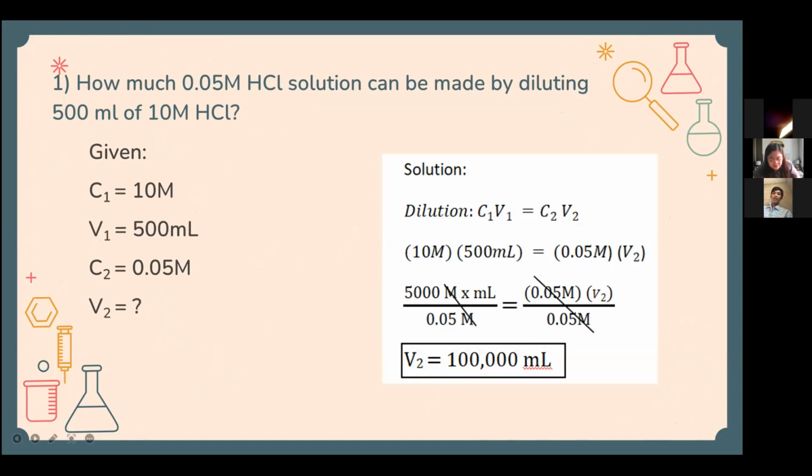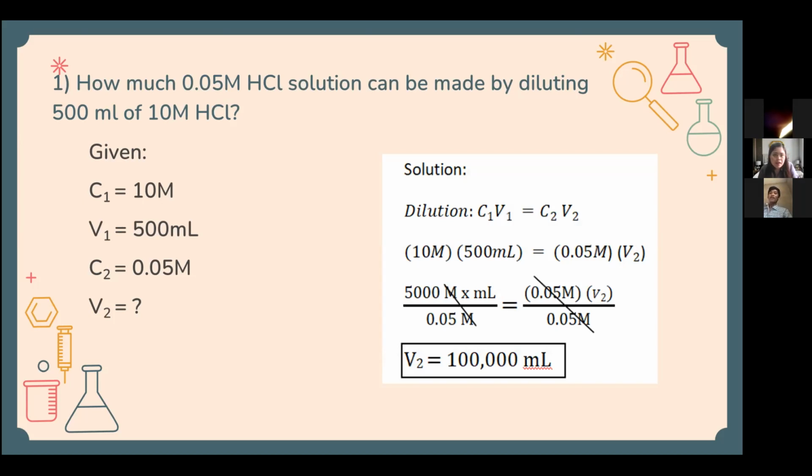The first problem is: how much 0.05 M HCl solution can be made by diluting 500 mL of 10 M HCl? So the givens are, first, C1 is 10 M, V1 equals 500 mL, C2 is 0.05 M, and V2 is the thing that we need to find. For the solution, we use the formula C1V1 equals C2V2.